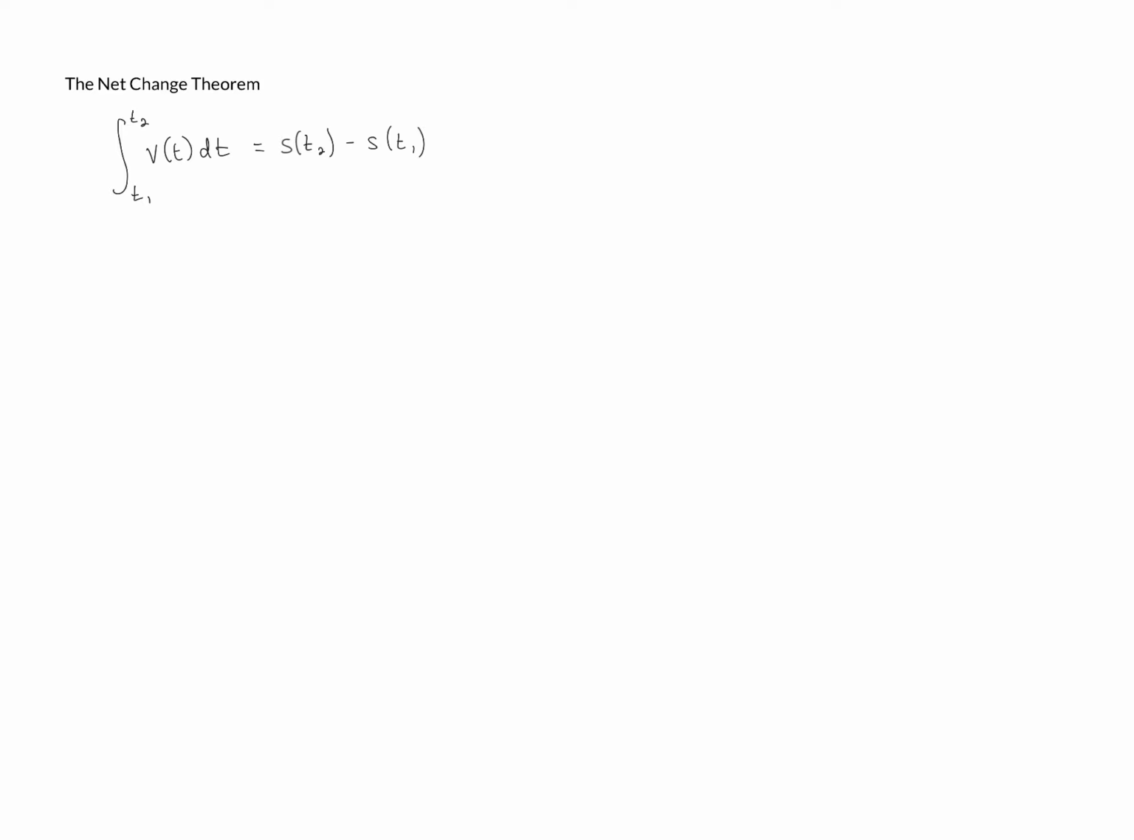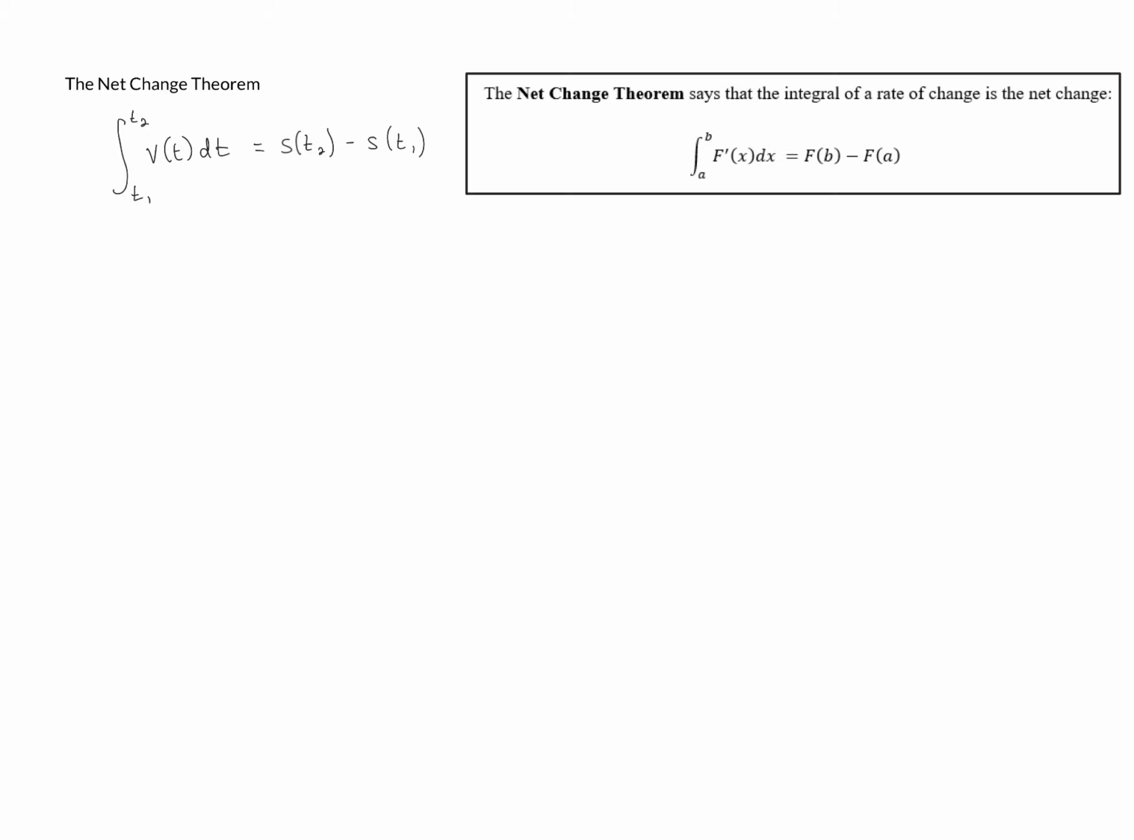And this is effectively the net change theorem. It says that the integral of a rate of change is the net change. Now what that means is if we're integrating a function that is a rate of change, and we know velocity is the rate of change of position, then the answer we get when we take that definite integral is the net change of that function, meaning the difference in values of the starting and ending positions.